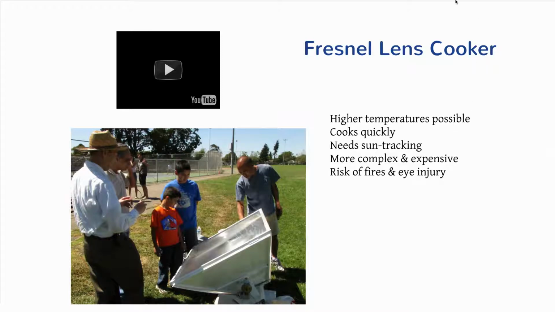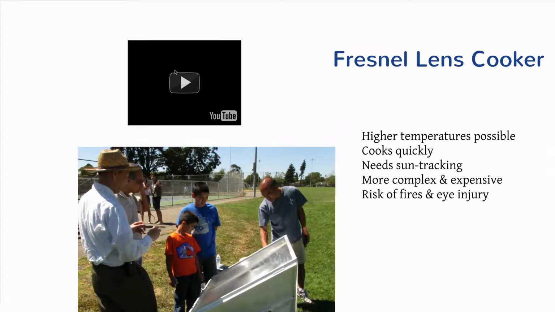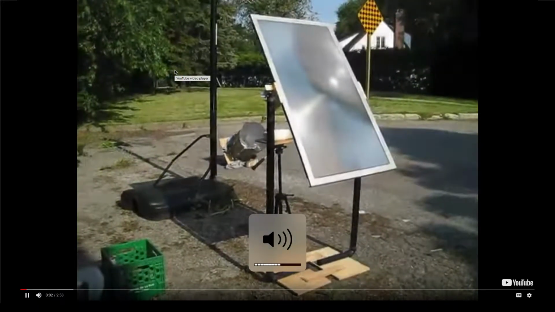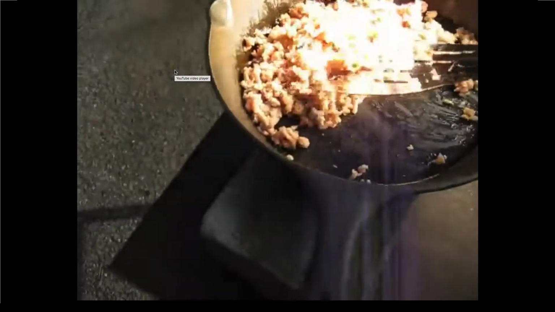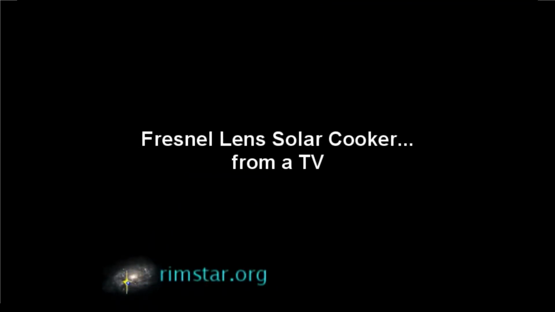So let's take a quick look at this video, which I'm going to play. You can use it to make one of these, and then use that to do this, and cook food like this. Okay, so this is an example of a Fresnel lens.